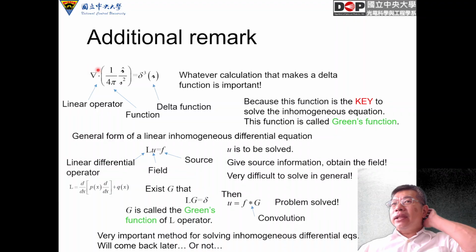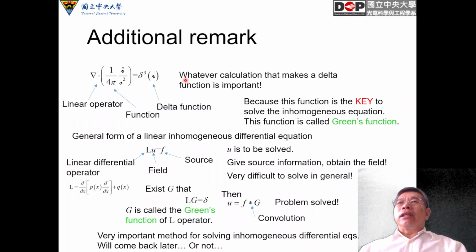So here we can take a look at it. Whatever calculation makes a delta function is important. This is the idea. You need to be very careful. The delta function is extremely important for solving a differential equation because this function is the key to solving the inhomogeneous equation. This function is called the Green's function.